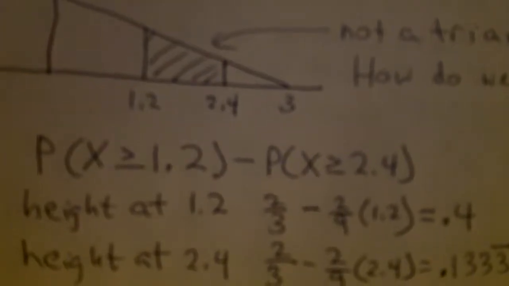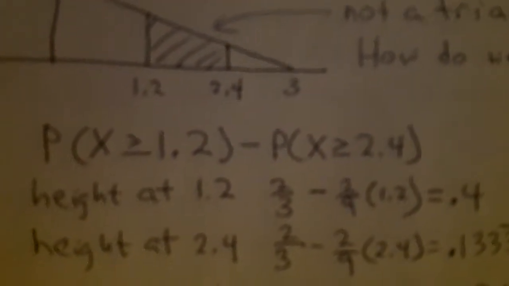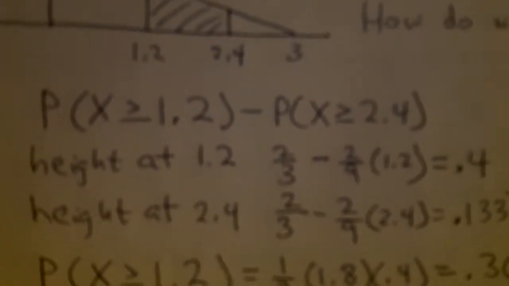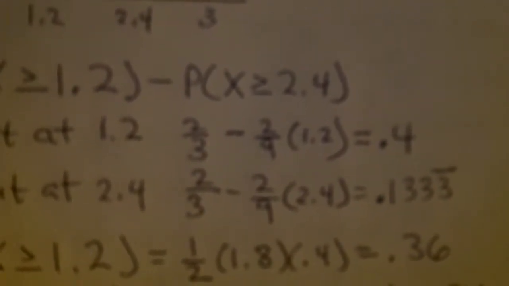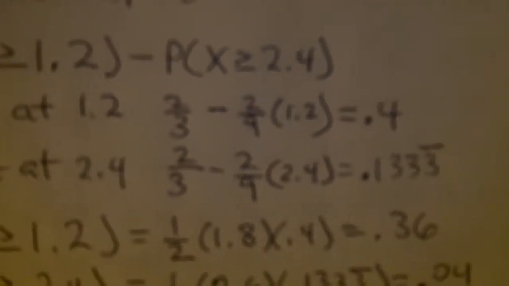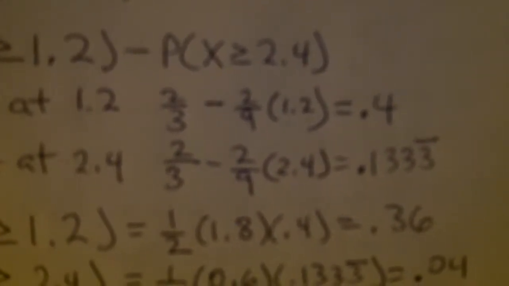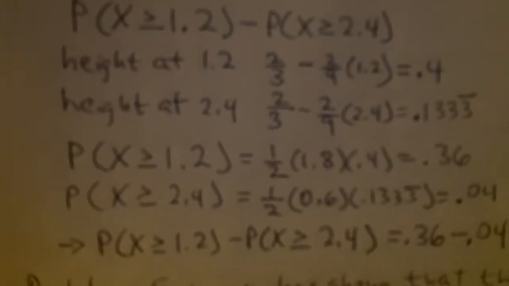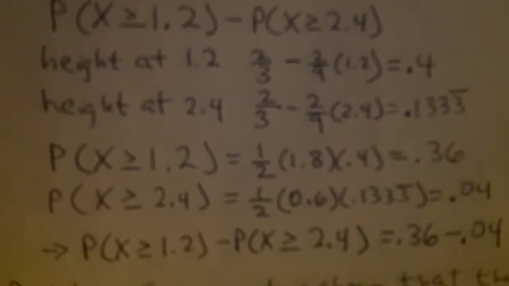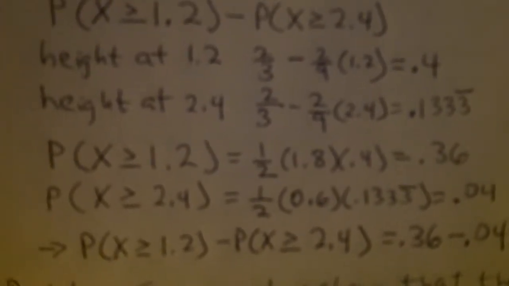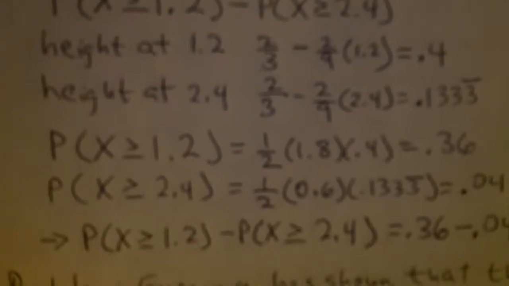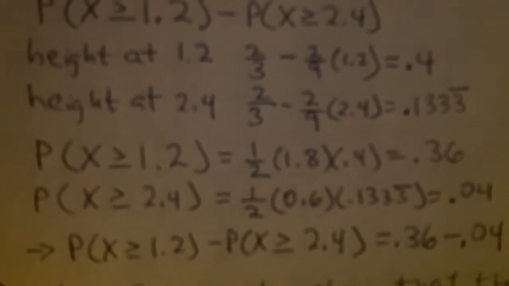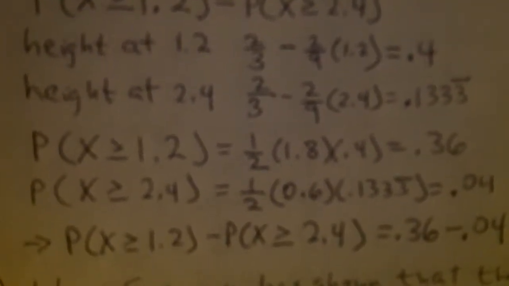to 2.4. So we've got two heights to get, the height at 1.2 and the height at 2.4. Plug those into our expressions, and as you can see, we've got them there, 0.4 and 0.133, 3 repeating. So the probability that x is greater than or equal to 1.2, that's a half, times the interval length, which is 1.8, the length from 1.2 to 3, times the height of 0.4, we get 0.36.